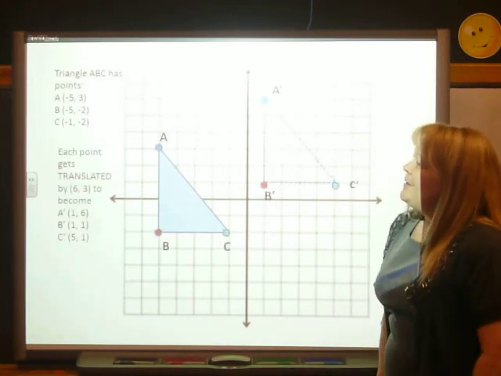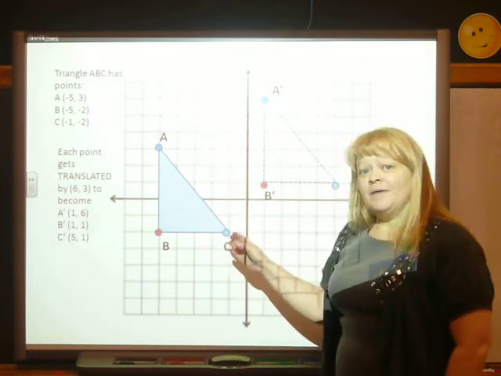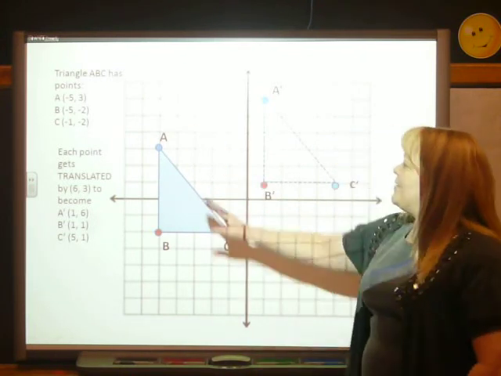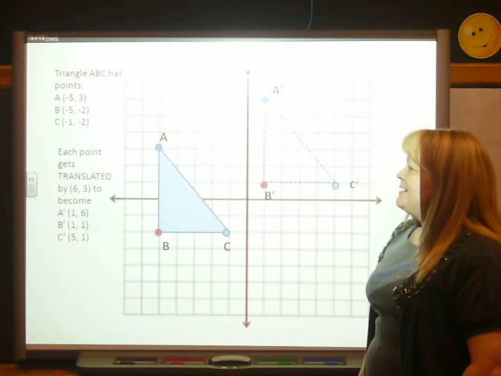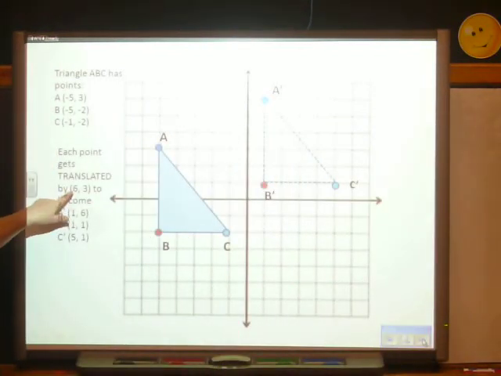Okay. So, again, it's points A, B, and C of the pre-image, and now the image must be translated. Trick here: if I add 6 to -5, I get 1. If I add the translation of 3 to the y, 3 to 3, I get 6. If I add -5 and 6, I get 1. If I add 3 and -2, I get 1. If I add -1 and 6, I get 5. If I add -2 to 3, I get 1.